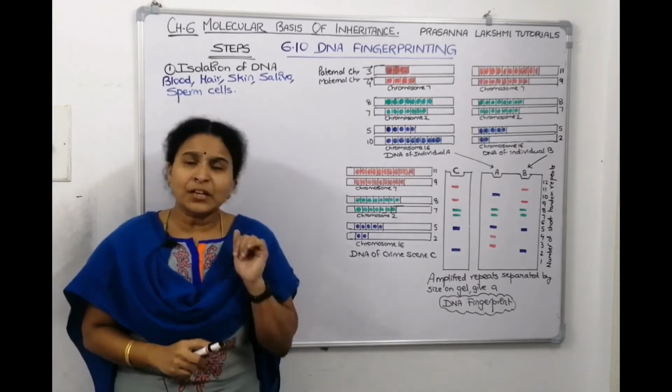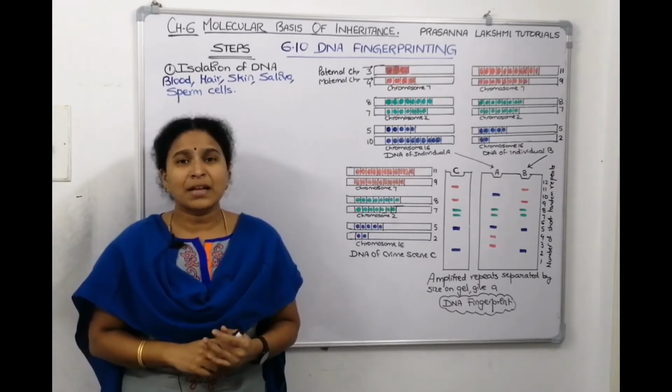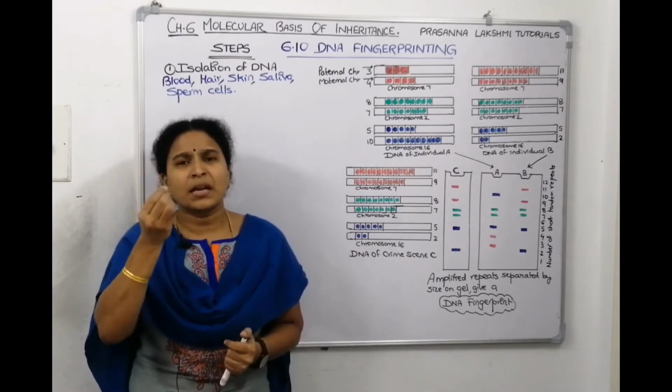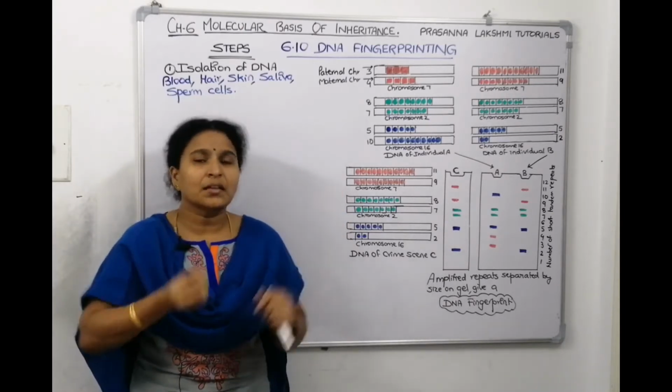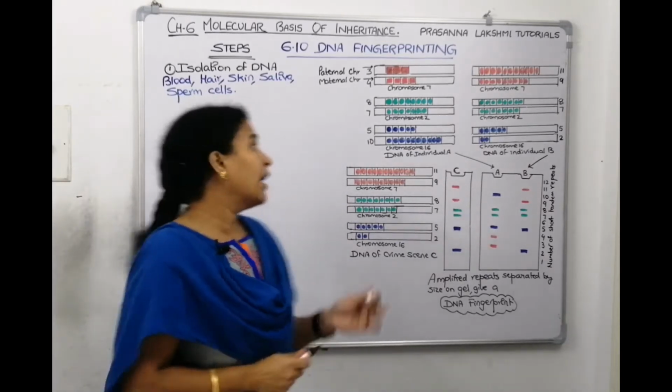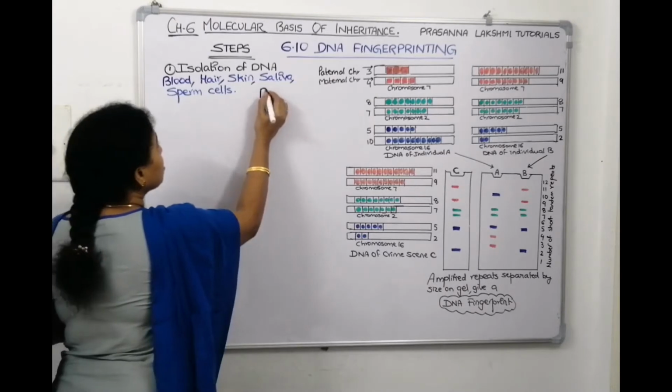And after isolating the DNA, if you came to know that the amount of sample what you have isolated is very less, it's not sufficient to conduct the DNA fingerprint technology, you have an instrument. The name of the instrument is called PCR.